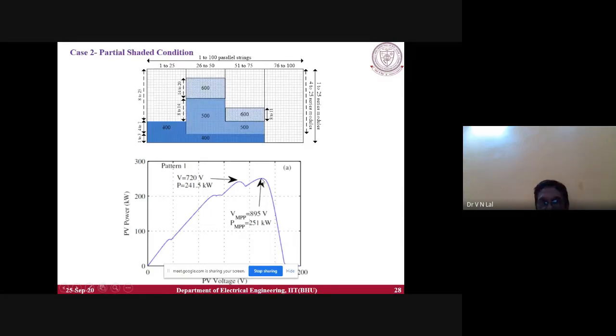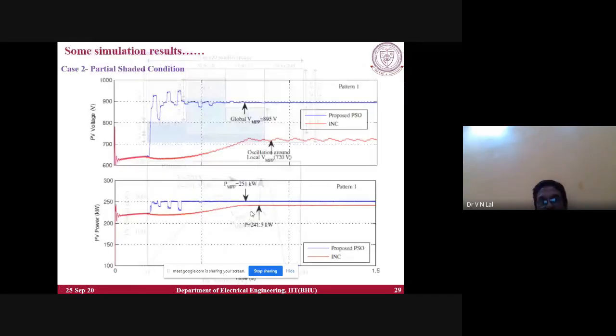This one is the global peak with VMPP equal to 895. This is one local peak, the adjacent local peak, with voltage equal to 720 volt. Power is 241 here, and here power is 251. Almost 10 kilowatt difference. Voltage is 895 at the global peak, and 720 volt at the local peak. The difference in power is almost 10 kilowatt. Now compare.